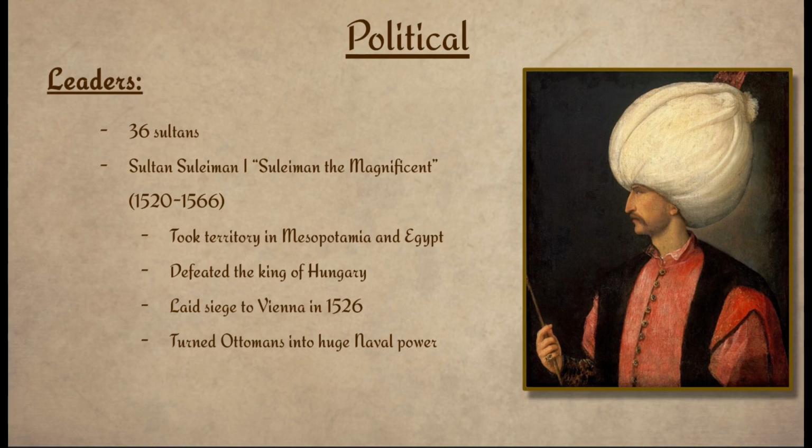Politics in the Ottoman Empire were led by leaders known as sultans. Over the course of the empire, there were a total of 36 sultans. The most famous of these was Sultan Suleiman I, better known as Suleiman the Magnificent. His military conquest allowed them to expand into Egypt and Mesopotamia. He defeated the king of Hungary and laid an iconic siege to Vienna. Ultimately, he grew the empire and made it a huge naval force, allowing it to become a great power.